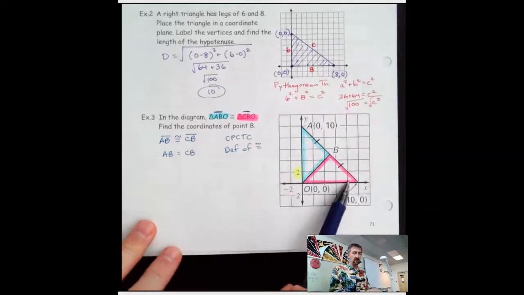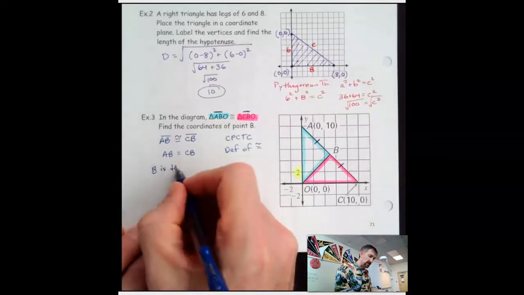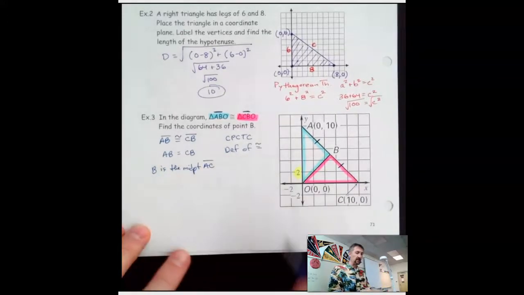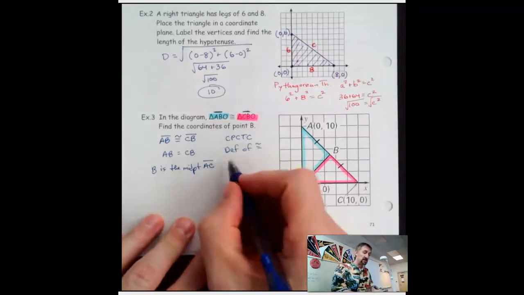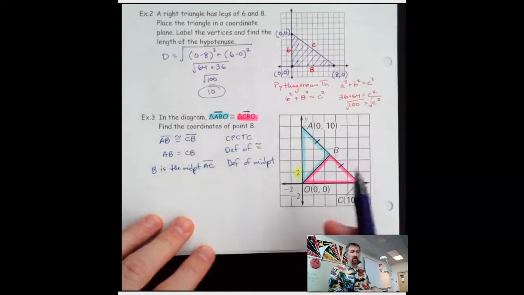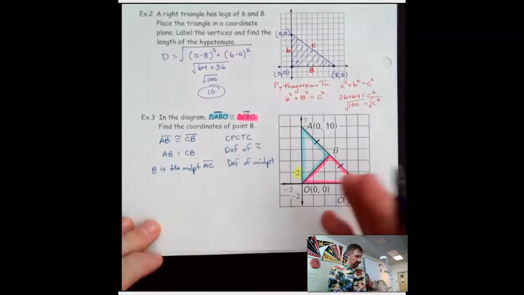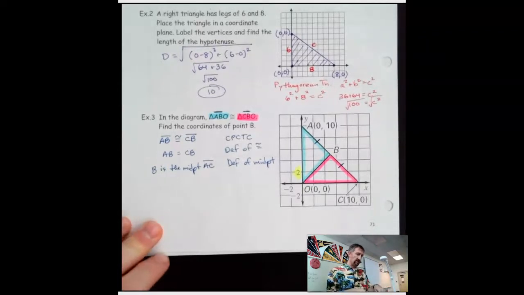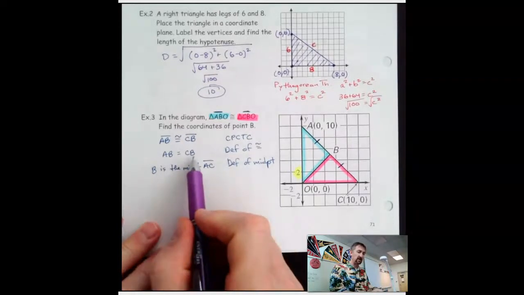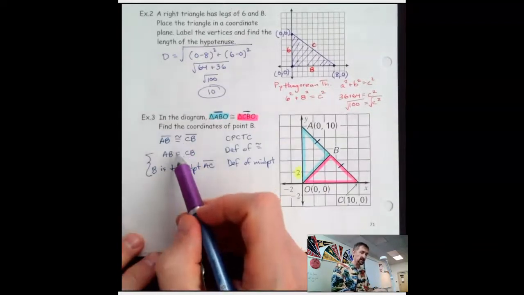Now, if these two lengths are equal, that means something about B. That means that B is the midpoint of AC. And how do we know that? Because of the definition of midpoint. The definition of midpoint is the point halfway in between where these two lengths are equal. Okay? So now, don't forget that definitions are biconditional, so if we say this, then that could be our next step, or vice versa. And same thing here with these.